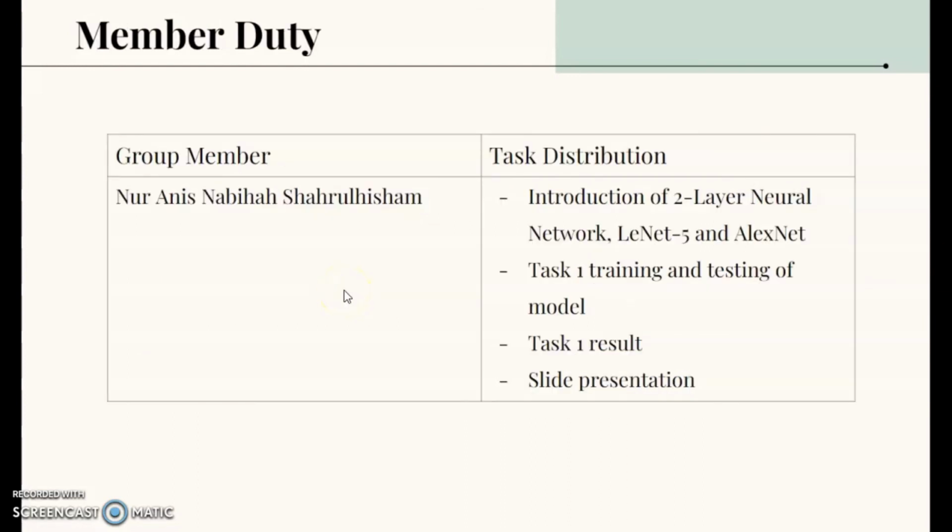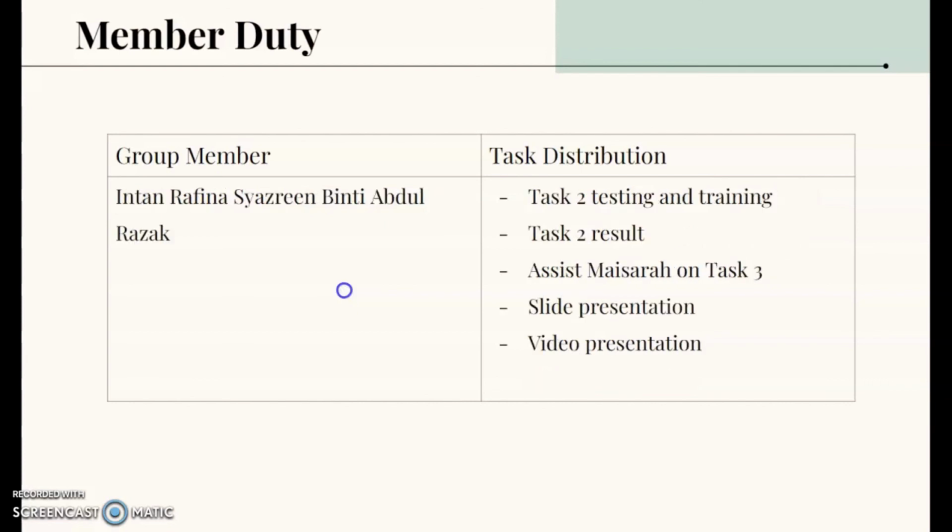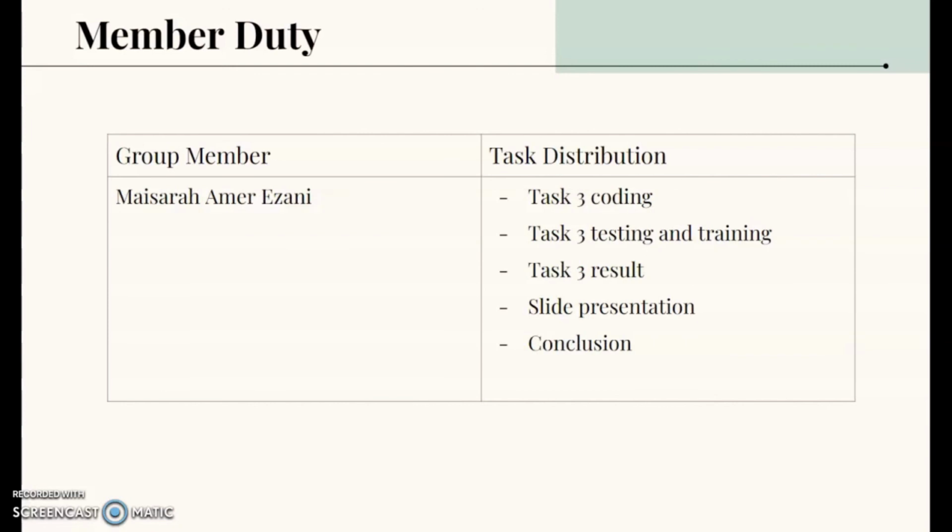Moving on to the member duty. So Nur Anis Nabiha did the introduction of two-layer neural network, LeNet-5 and AlexNet. She also did task 1 training and testing of the model, task 1 result, as well as slide presentation. Intan Rafina Shazrin did the task 2 testing and training, task 2 result, assisted me on task 3, slide presentation, as well as video presentation editing. And finally, I did the task 3 coding, task 3 testing and training, task 3 result, slide presentation, and conclusion.